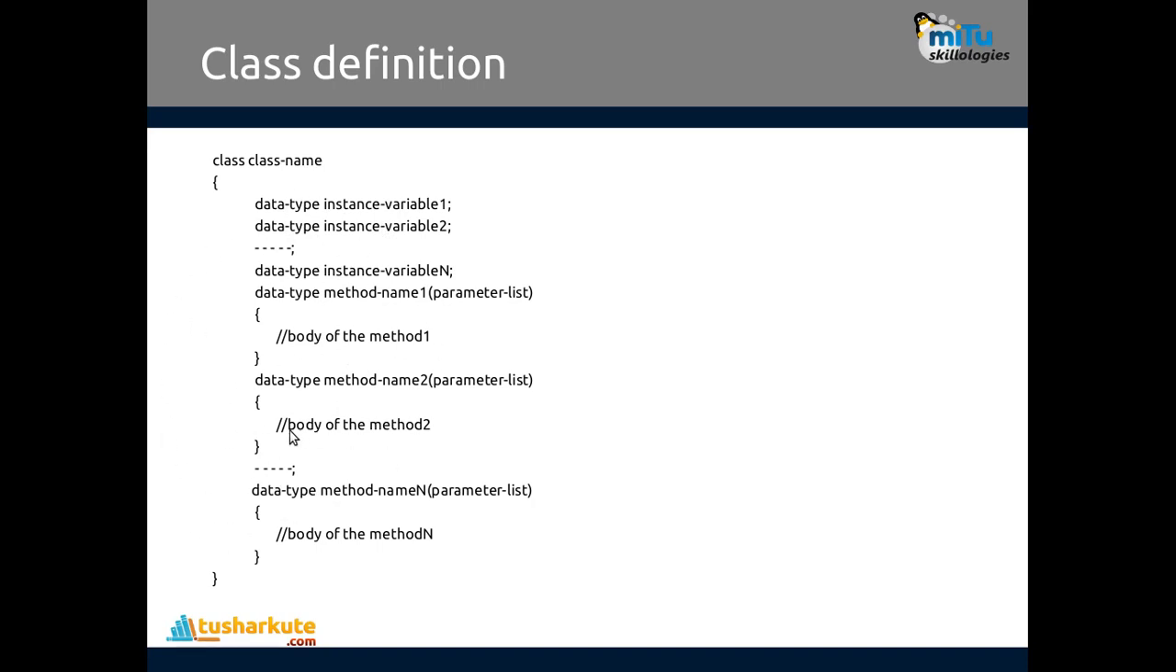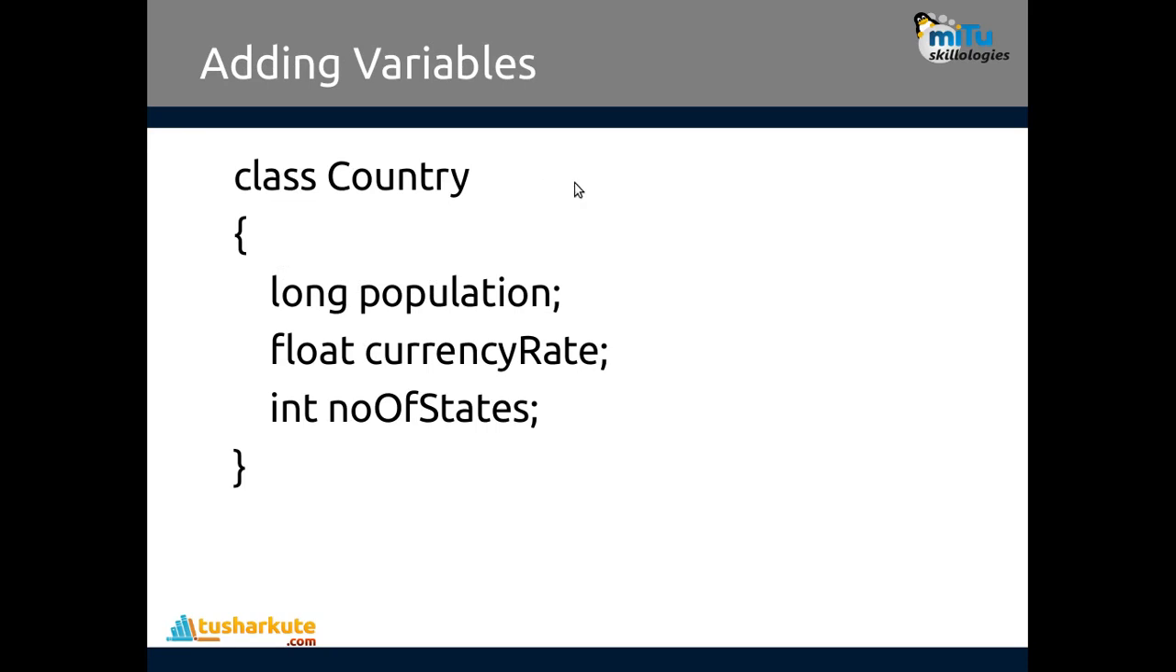Let's see the application, how to create the classes. See, a country class I have defined here. Inside it I am declaring three variables: long population, float currency rate, and int number of states. So class and Country.